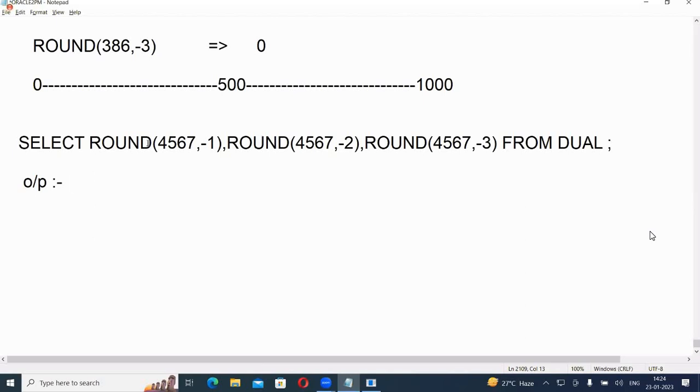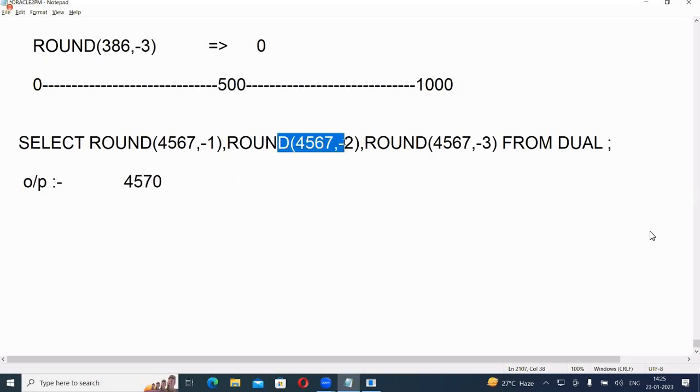4567, minus 1. First one, 4570. Minus 1 means tens, right? This is between 4,560 and 4,570. But is this above average or below average? Above average. 4,570. What is the output of this?